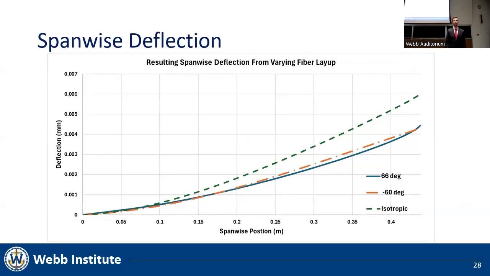Here you can see the span-wise deflection distribution. The deflections were calculated based off of the average deflection of the leading edge and the trailing edge in the vertical direction. The foil with a 66-degree layup can be seen here. The foil with a negative 60-degree layup can be seen here, and the isotropic foil can be seen here. Shallower angles resulted in more deflection, as we saw earlier.